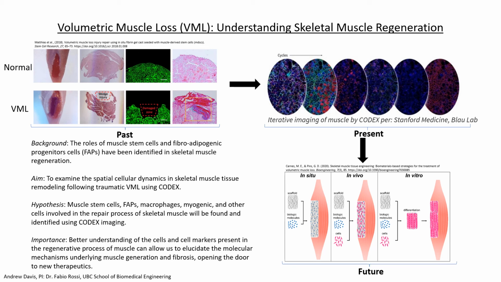For example, using scaffolds in conjunction with muscle stem cells can lead to muscle stem cells differentiating into muscle fibers, thus repairing the damaged tissue. In conclusion, by using CODEX to understand the cells and the key proteins involved in muscle regeneration, we can gain insight into what triggers fibrosis and ultimately prevent it, thus opening the door to revolutionary therapies to repair muscle.